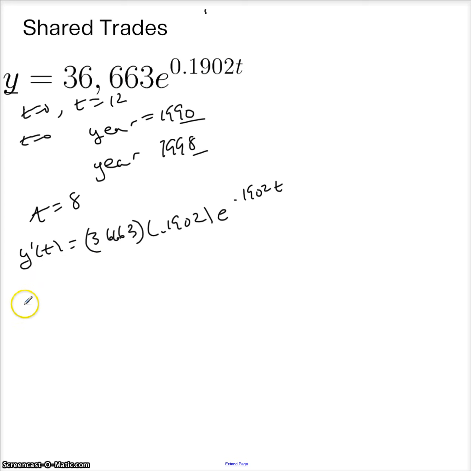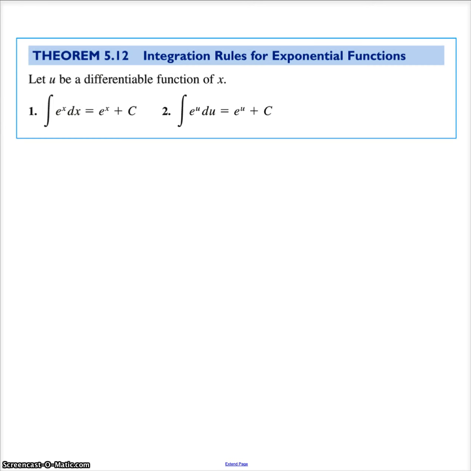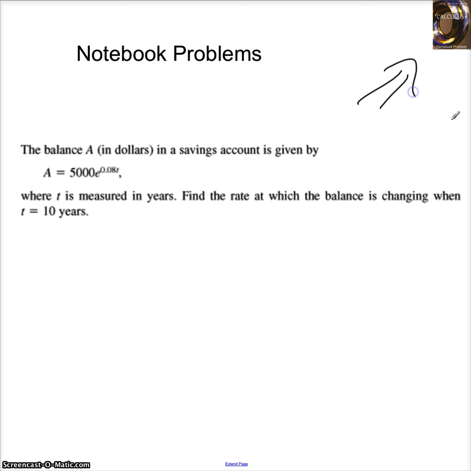Now, evaluating this when t equals 8 tells me y prime at 8 is equal to about a really big number, with 0.1902 times 8 in the exponent, and this gives me about 933 million shares. That's a lot. Now, see if you can do this one. Stop the video, finish your homework. Have a great evening.